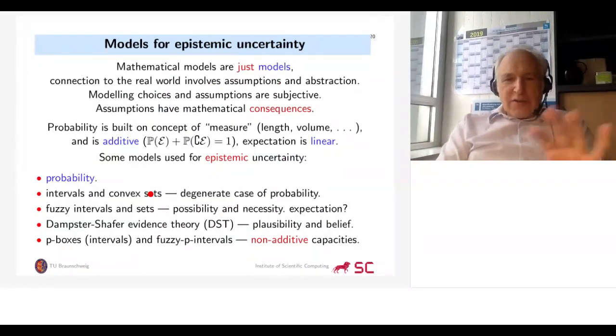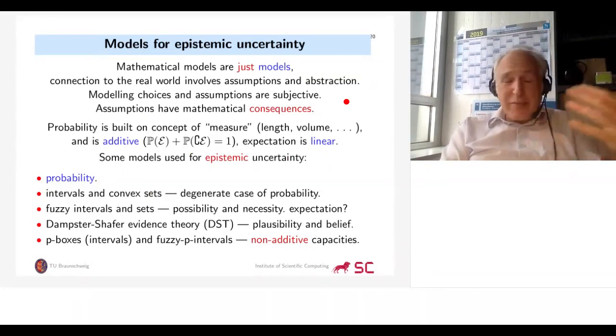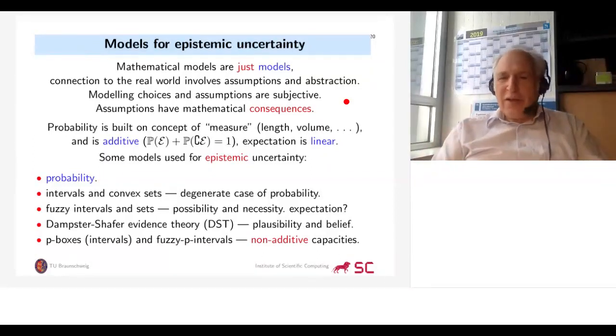Good. So just to give you a little overview of what has been proposed for dealing with epistemic uncertainty. We go quickly through this. These are the mathematical models of what we call uncertainty. And you have to see with all this that mathematical models are just models. We have to connect them to the real world by making certain assumptions and abstractions. With this we make certain mathematical choices, but they have certain consequences. If we choose something like this, then we can or cannot predict certain things. Certain things hold or don't hold, depending on how we make these models.